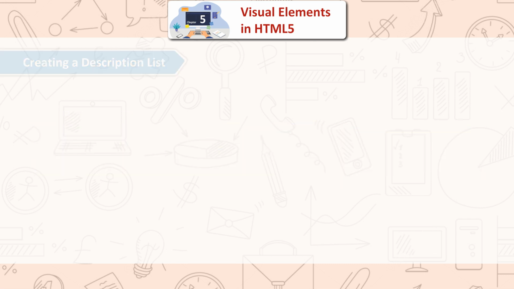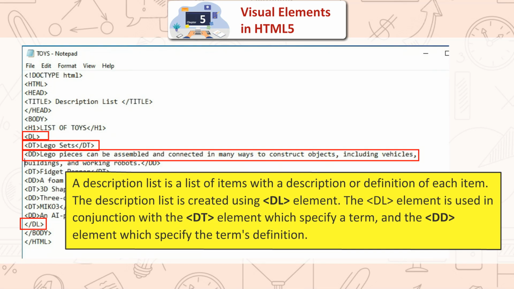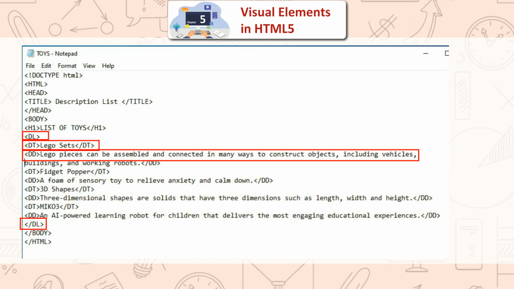Creating a description list. A description list is a list of items with the description or definition of each item. The description list is created using the DL element. The DL element is used in conjunction with the DT element which specifies a term and the DD element which specifies the term's definition.